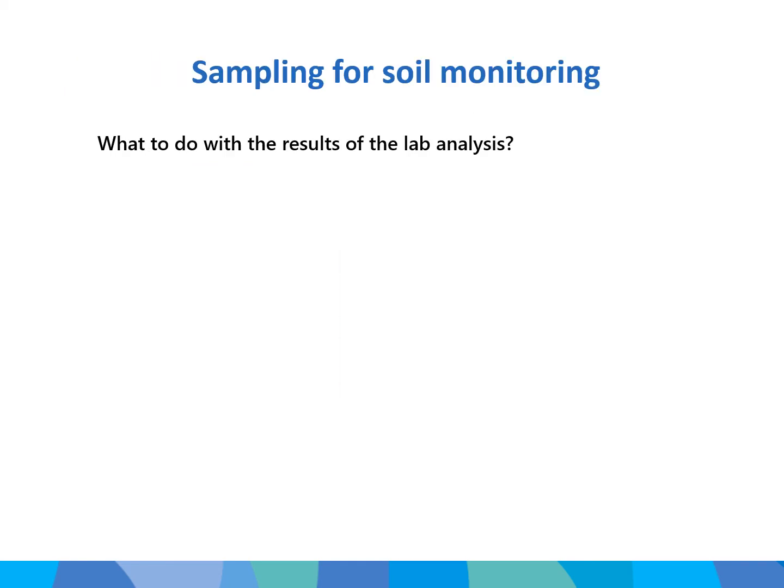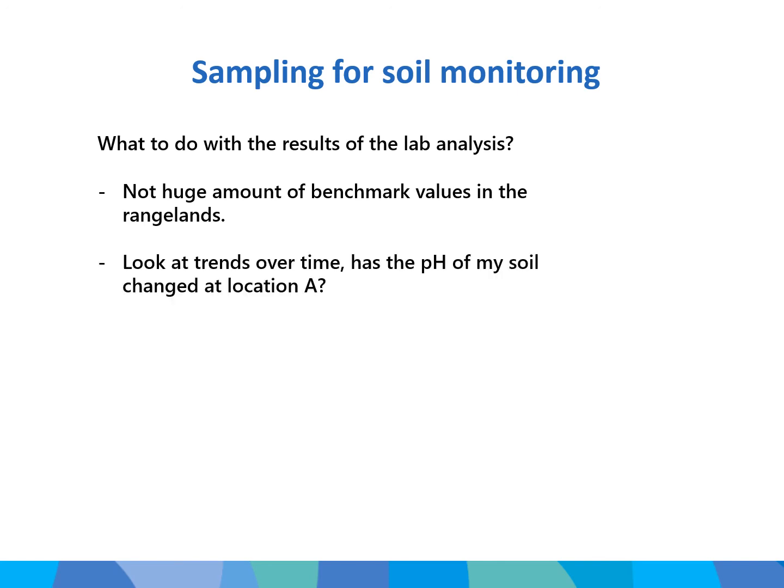So what do we do with the results of the lab analysis? Just wanted to note, firstly, there's not a huge amount of benchmark values in the rangelands as there is in other regions that utilise higher intensity, smaller systems, high rainfall, more fertiliser inputs. So that's a key thing to note. We might use our lab analysis to look at trends over time. You look at the pH and you say, has it gone from 5.5 to 5.7 at a particular location?